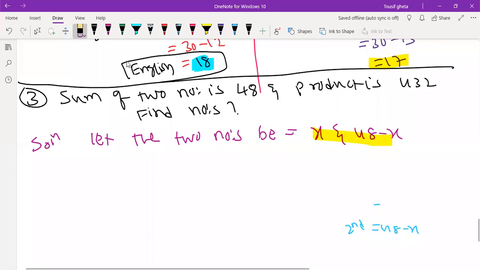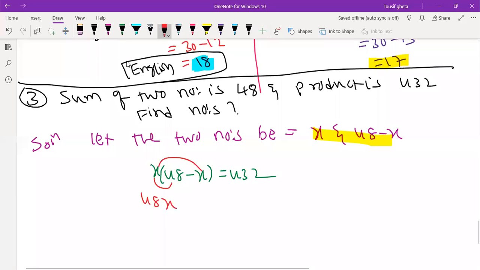This appeared in the exam actually, the annual board exam. Now, then what do they give? Product of this is 432. So x into 48 minus x is equal to 432. Very simple. x into 48 will get 48x, x into x will get minus x square, equals 432. I know that this is minus, so better I will take this to the other side.